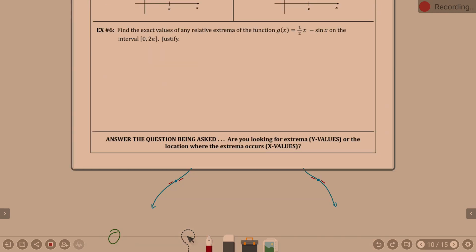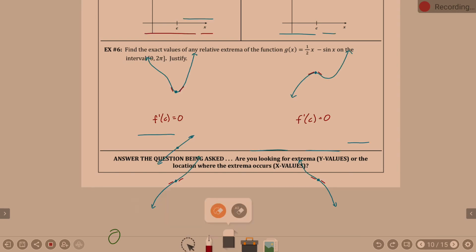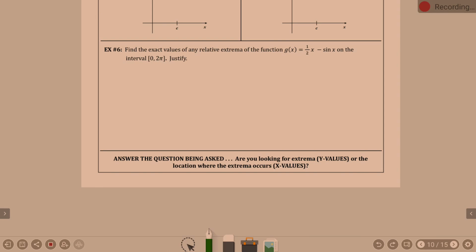Okay. Unfortunately, I am erasing screens today because I just didn't have enough room in my graphs. Okay, 6. Find the exact values of any relative extrema on the function g of x on the interval 0 to 2 pi and justify.